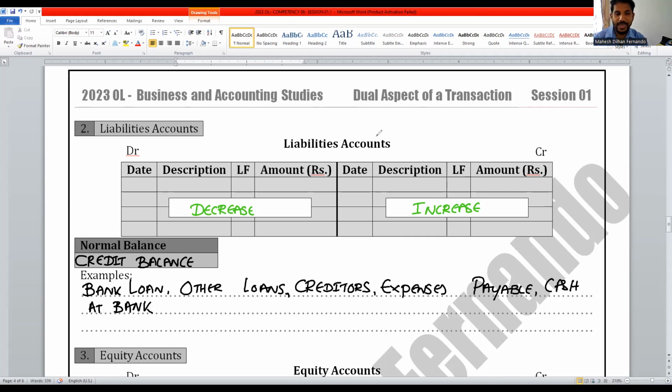Now, cash at bank. But this cash at bank is an overdraft balance. Overdraft. A bank overdrawn balance is a liability. It has a credit balance.